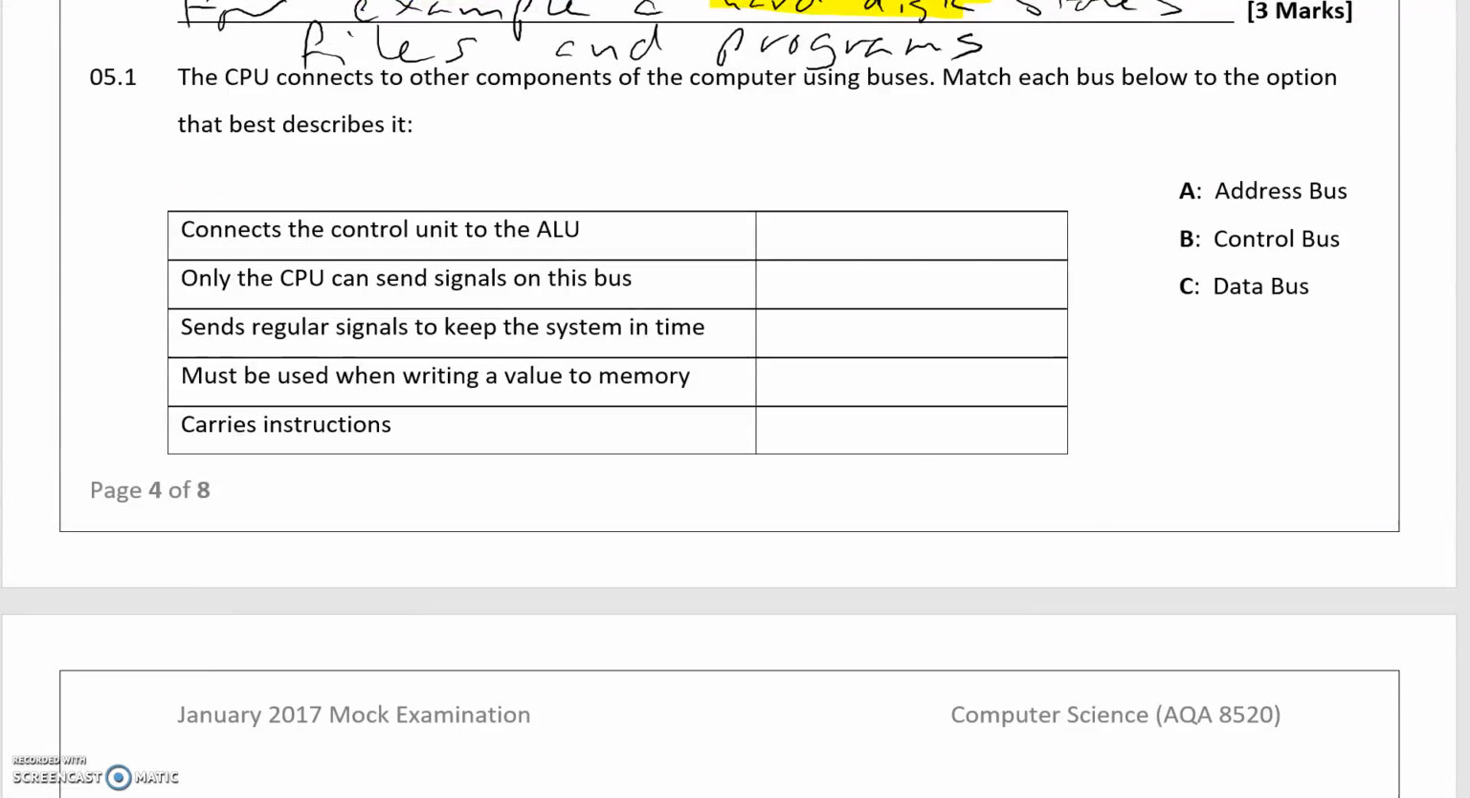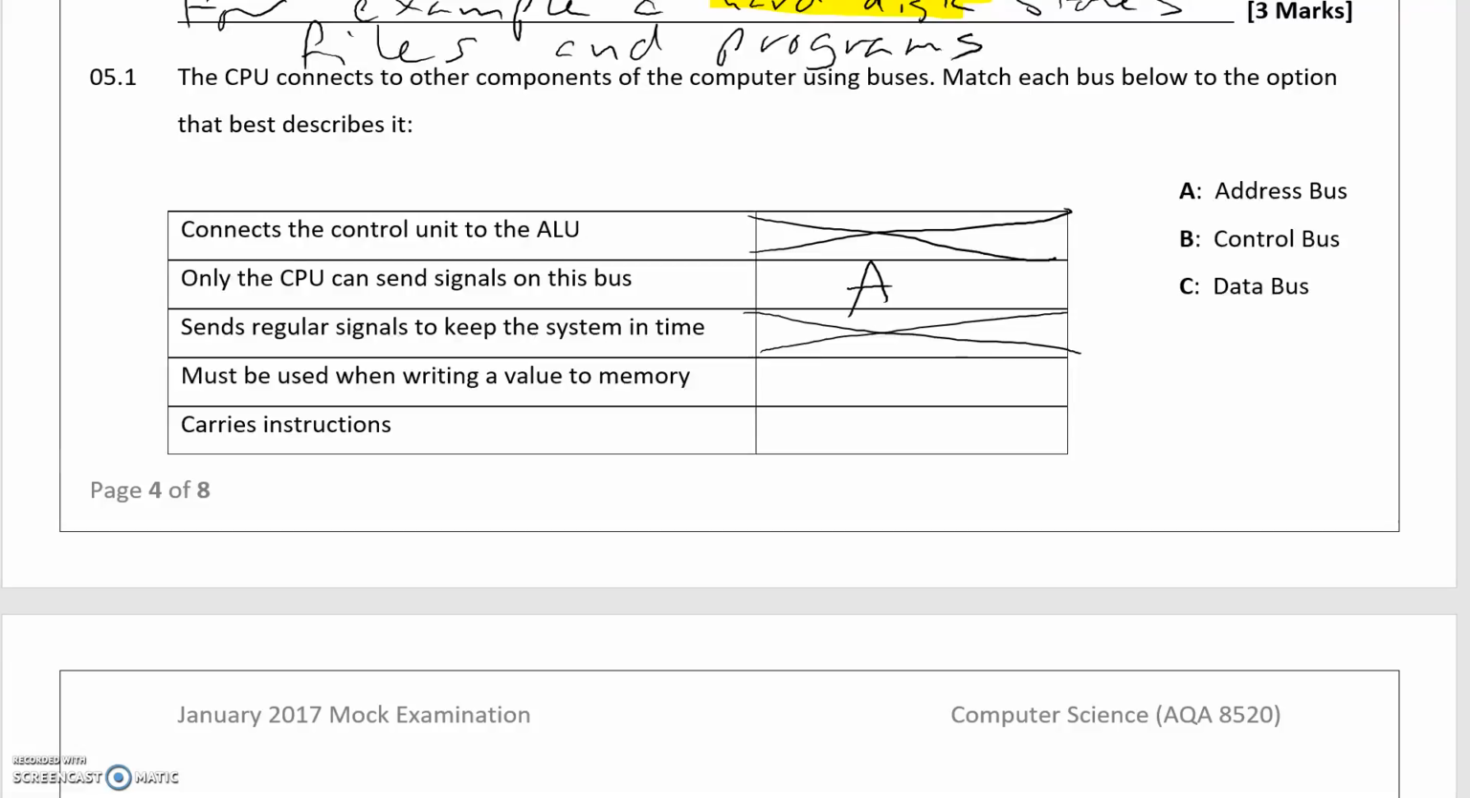Now, one thing a lot of people did on this question is that they didn't really get that some of these would be blank. Connects the control unit to the arithmetic and logic unit. Well, actually, none of these. That's not a good description. Sends regular signals to keep the system in time. Well, that's the clock. So it's not that one. Only the CPU can send signals on this bus. Well, that's got to be the address bus. We just said that. Must be used when writing a value to memory.